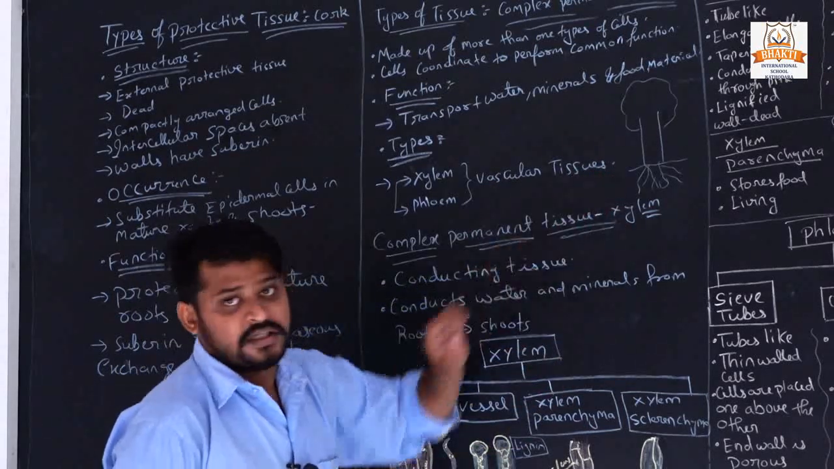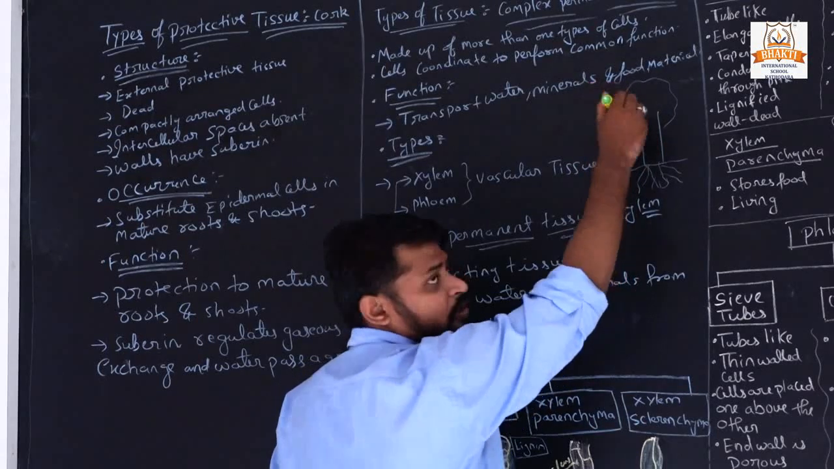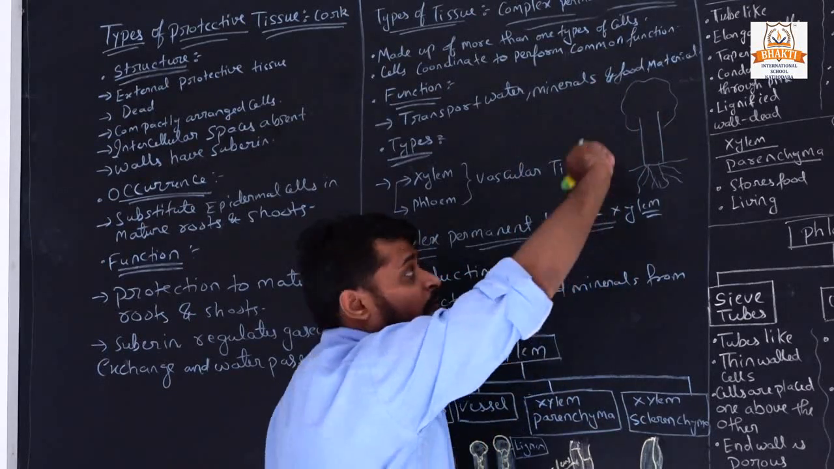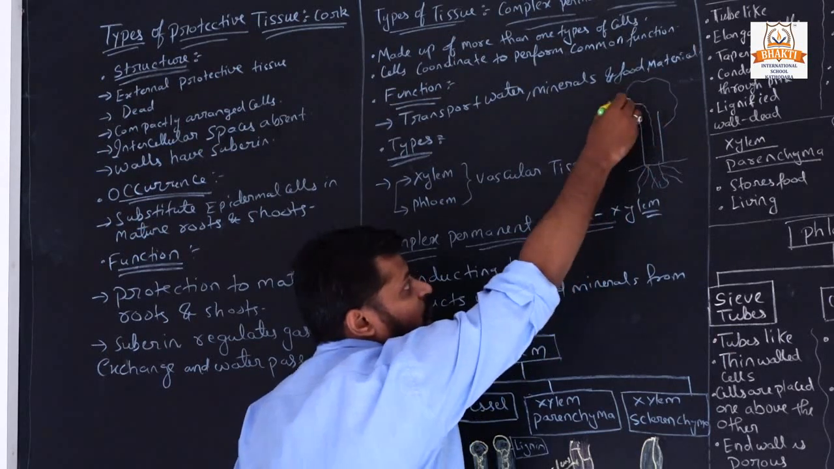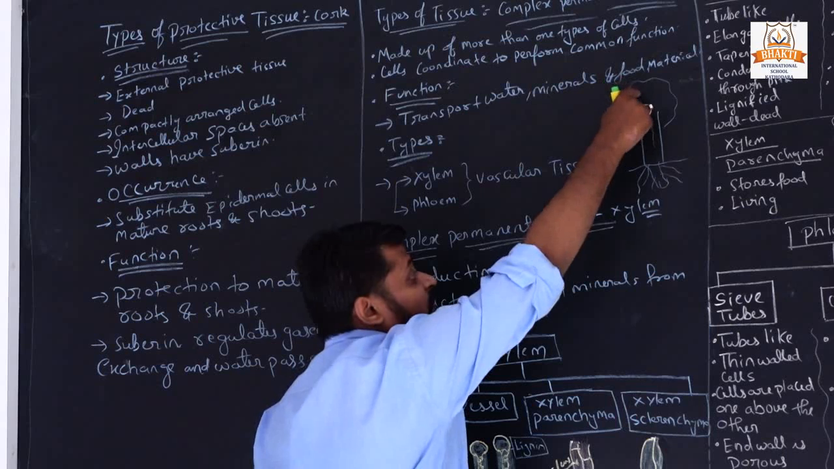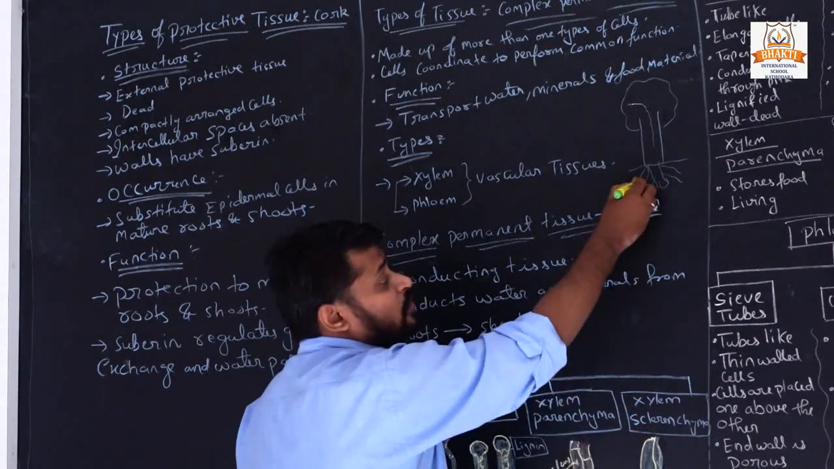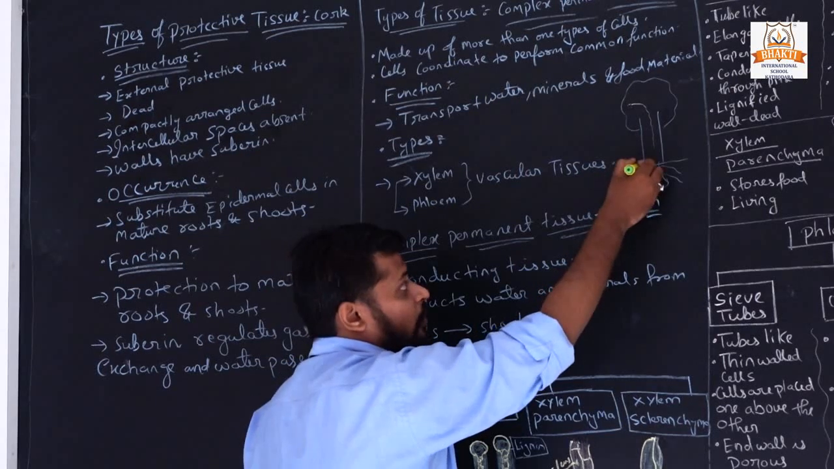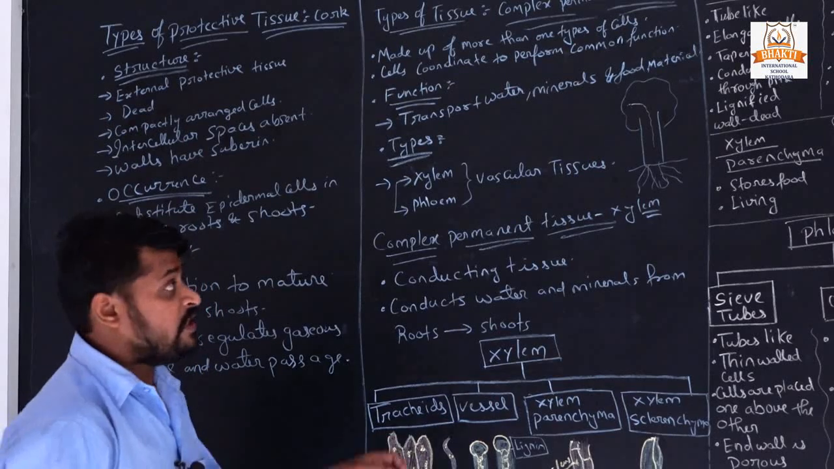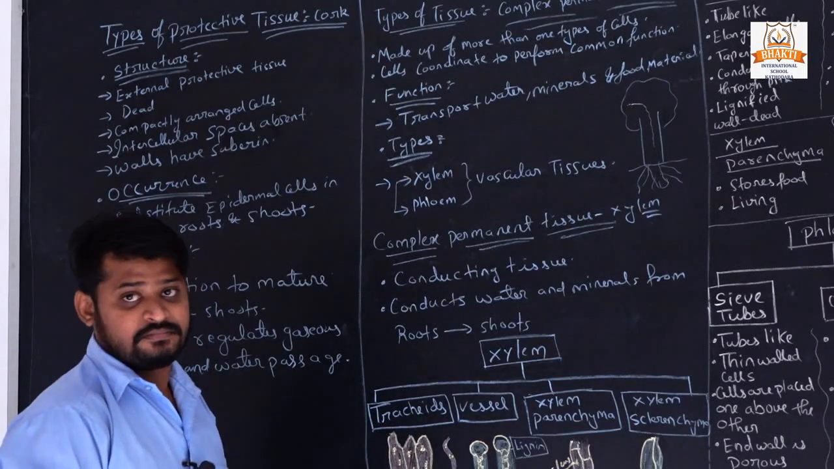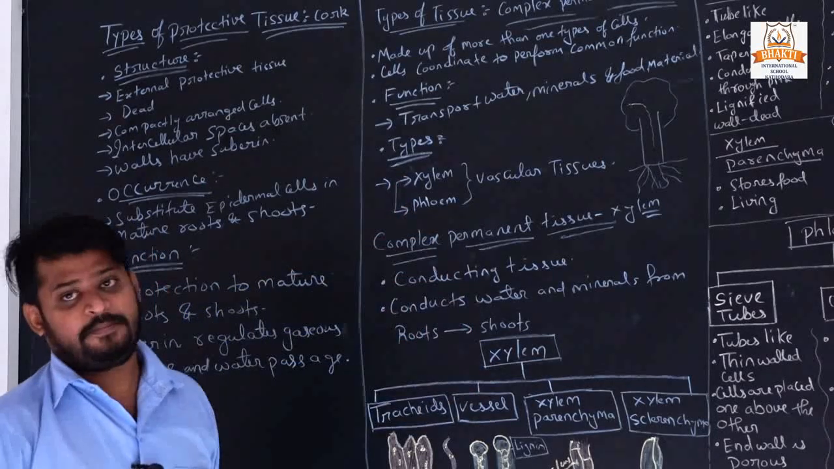You will see here it is a plant. This is the green portion which makes food. When it makes food, it will transport the food from leaves to roots. At a similar time, roots will absorb water and transport water from roots to the top part of the leaves and other parts. So all these are possible because xylem and phloem are present.